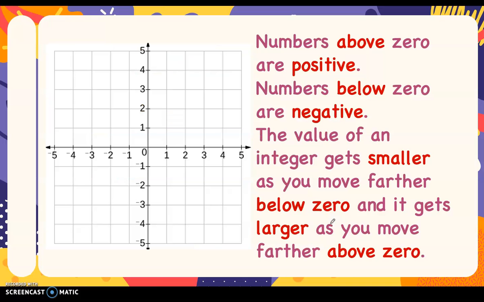Now, numbers above 0 are also positive, so you can write the number line vertically or horizontally. If you write it in vertical form, above 0 are positive and below 0 are negative. The value of an integer gets smaller as you move farther below 0, and it gets larger as you move farther above 0.